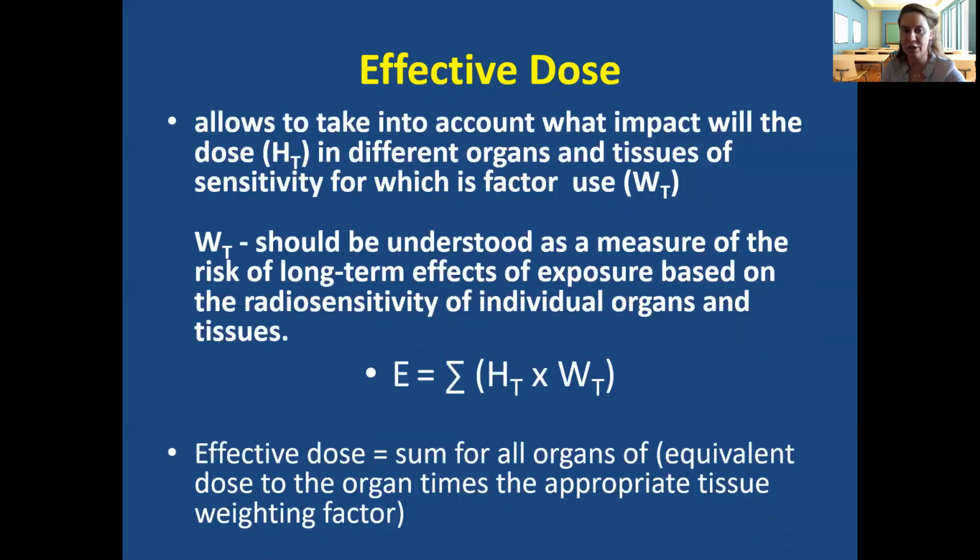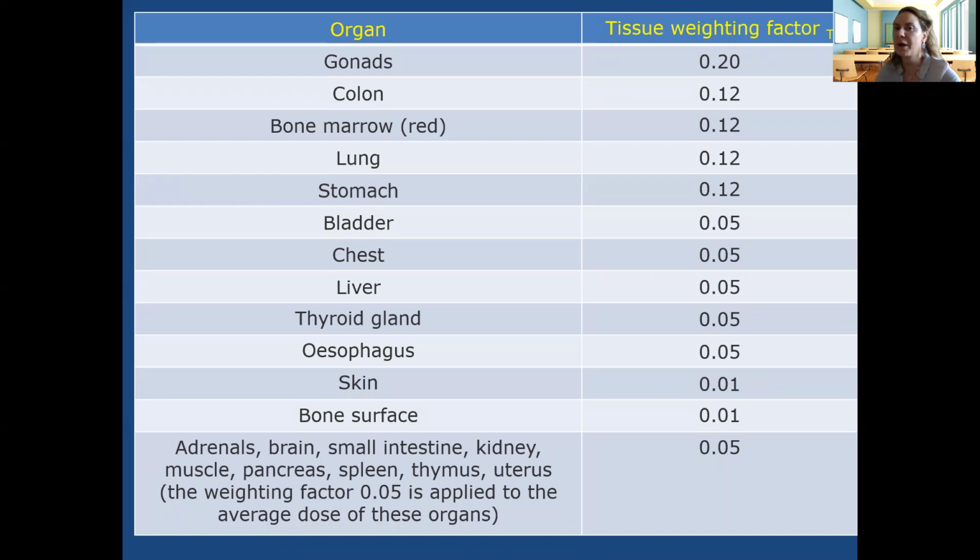Effective dose of radiation. Let's calculate. So, tissue weighting factor: gonads 0.2, colon 0.1, bone marrow 0.1, lung, stomach, and then bladder, breast, liver, thyroid gland, esophagus, skin, and bone surface. I want you to look at this table, this slide once more, and understand the order from the most radiosensitive, in degrees of radiosensitivity, down to the least, of organs and systems in our organism.